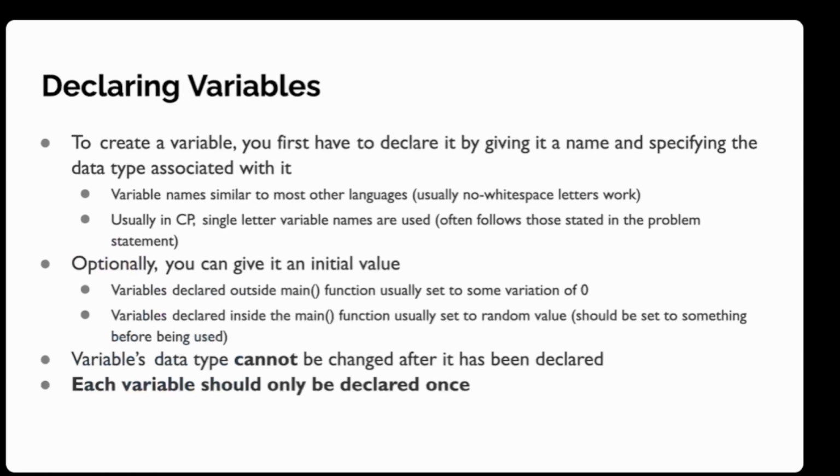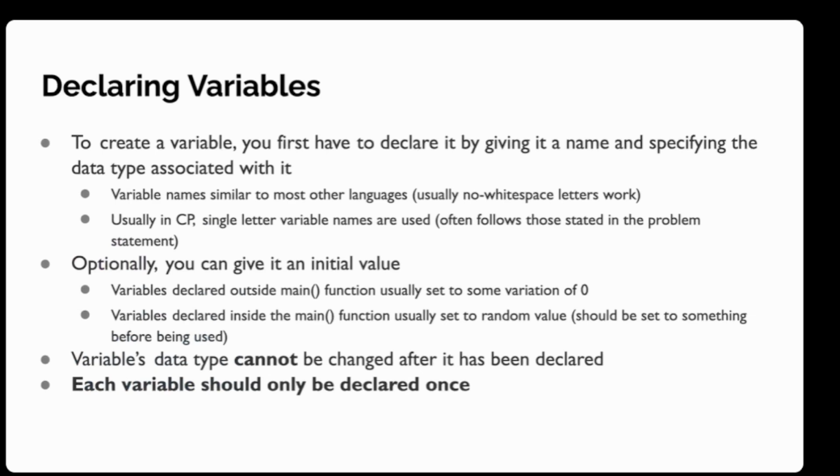So to create a variable, like I said, declare it by giving it a name and specify the data type associated with it first. So variable names, just like most other languages. But in CP, right, we do not care about good programming practices. For the sake of speed, we just use single letter variable names. But if you are just beginning, feel free to use long variable names so that you get used to coding it out first.